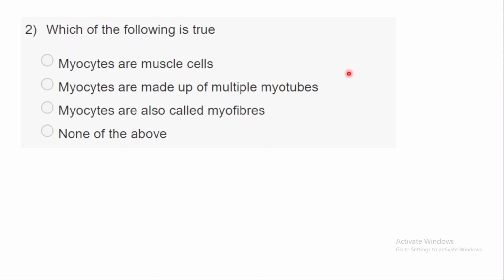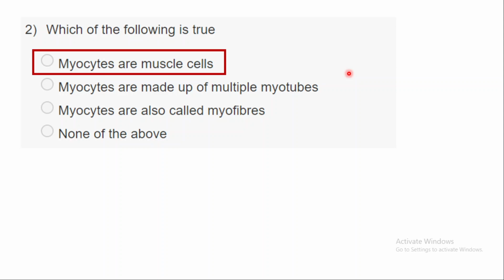So let us quickly know what is the correct answer. So there are two schools of thought. Myocytes are muscle cells, or myocytes are also called myofibers. The correct answer to this question is option A. Myocytes are muscle cells. So the majority of the students answered option A. Very good. And people who couldn't make out the answer, it's fine.